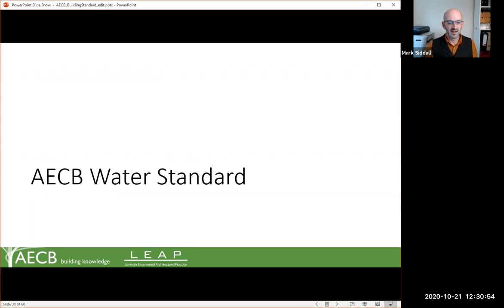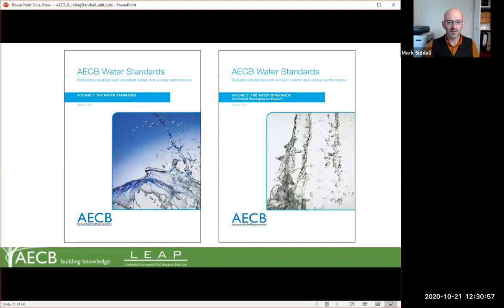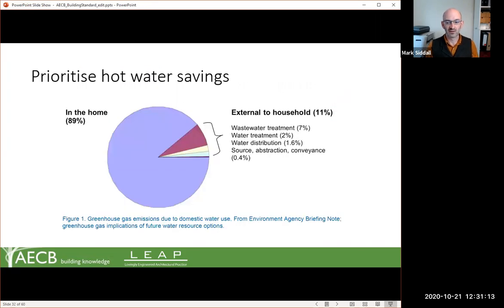The water standard I mentioned earlier on. Basically, for the water standards, there's a technical background, which is volume 2, and volume 1 is all the core information. I'm not going to be going through the individual details about the standards, but in terms of setting the context, what was recognised is that domestic hot water use accounts for a very large amount of the carbon emissions associated with water use. So we've got to make sure that we're addressing that in an appropriate way.